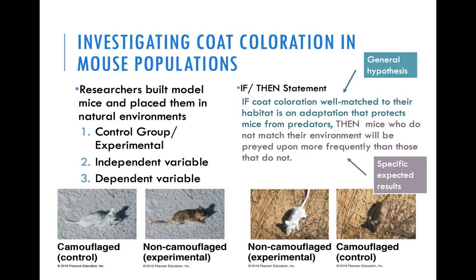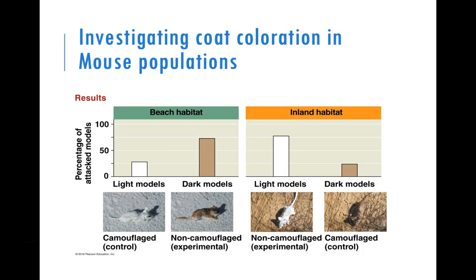But when we introduce the data that we're talking about, we get a correct prediction of data. So if coloration protects mice in their habitat, then mice will be preyed upon less frequently. Do you see the difference there? If not, make a note of that and please bring it up in class.